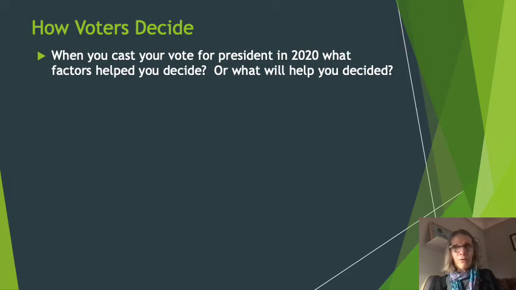Were you voting for your party? You were like, I didn't really care who the candidate was, but I'm going to vote for the Democrats or the Republicans or the Greens or whatever. Did you base your vote not on party, but on policies that you were interested in? Did you vote on certain characteristics of the candidate, or were there characteristics of the candidates that you were like, I don't like those characteristics, I'm voting for the other person? And if you didn't vote in 2020, what will help you decide? As we come closer to the midterm elections and the next presidential election, what are some factors that you would take into consideration when you're casting your vote?